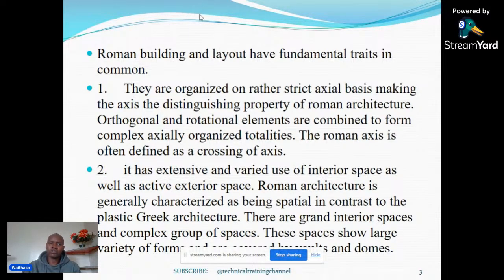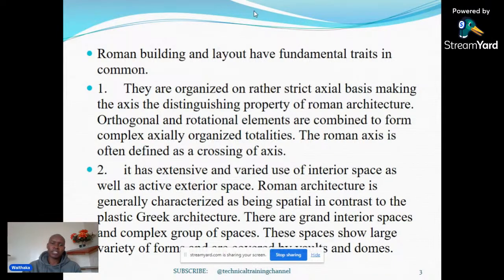So one of the major characteristics of the Roman architecture is the axis, and we are saying that this axis is organized with the principle of orthogonal order, where we saw this quite evident in Egyptian architecture. We are saying that orthogonal and rotational elements are combined to form complex axially organized totalities. The Roman axis is often defined on a crossing of axes.